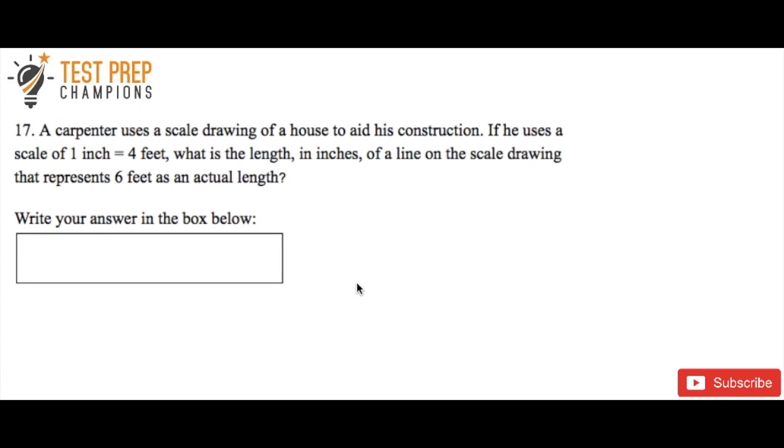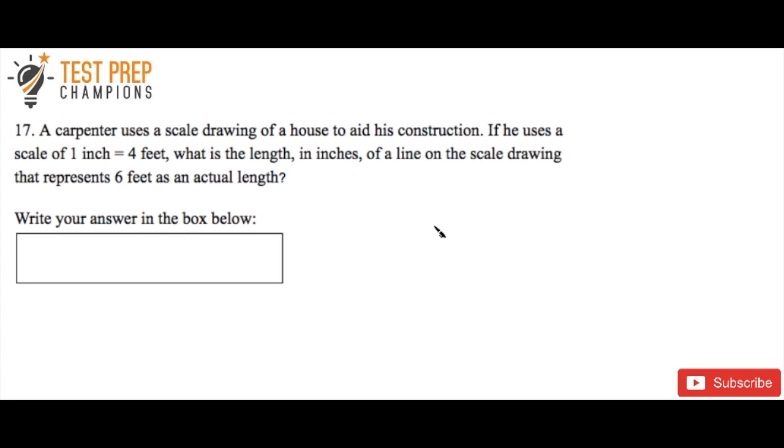A carpenter uses a scale drawing of a house to aid his construction. If he uses a scale of 1 inch equals 4 feet, what is the length in inches of a line on the scale drawing that represents 6 feet as an actual length? So go ahead, pause this video, and give this one a try, and we'll go through it then. Okay, hopefully you had a chance to work on this.